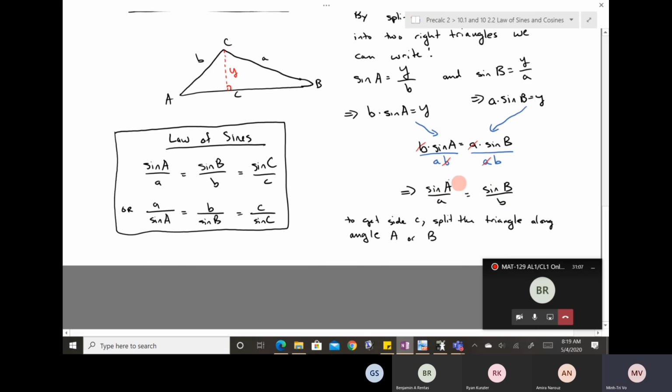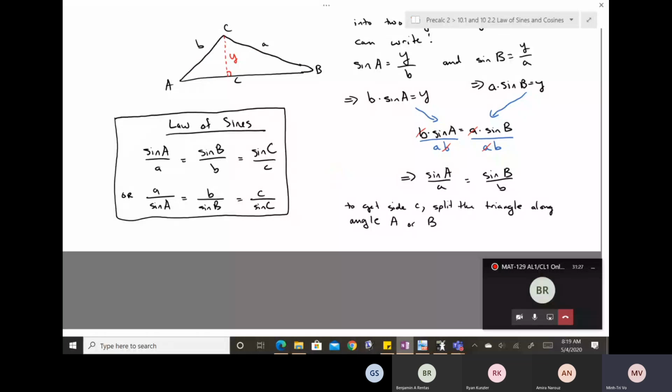So this is the law of sines. It relates the 3 different angles together along with their corresponding sides. The side a is always opposite angle A, and similarly for the other sides. So the law of sines becomes sine of A over a is equal to sine of B over b is equal to sine of C over c, where the capital letters are the angles and the lowercase letters are the sides.